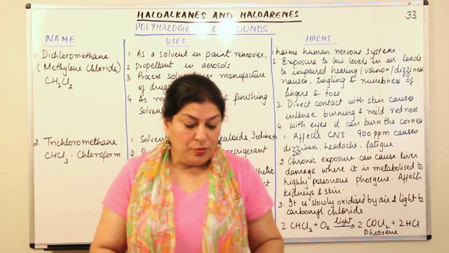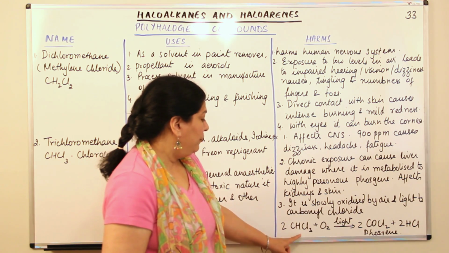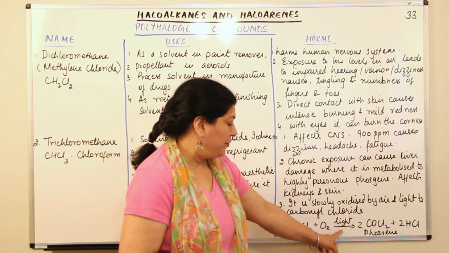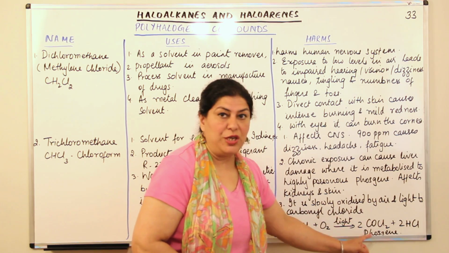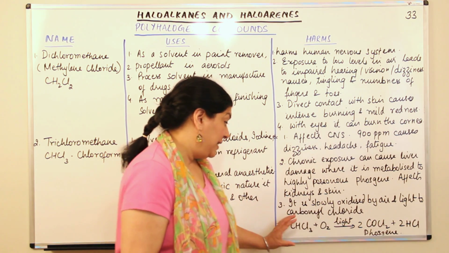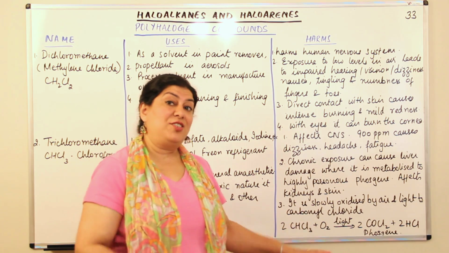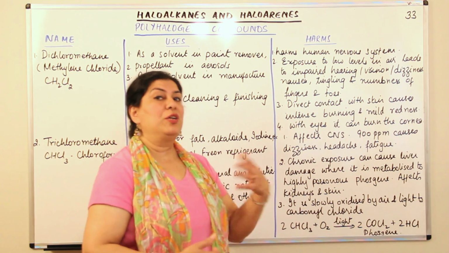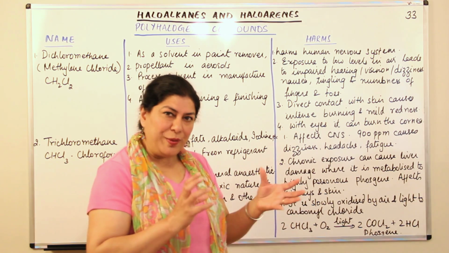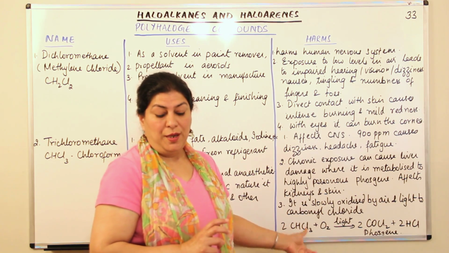Now, here is chloroform when it reacts with oxygen in the presence of light, it results in COCl2, which is phosgene, and 2HCl. Now, this reaction may be important. This is what may be asked to you: what happens, why do we not use chloroform? So, a question could come in this way.